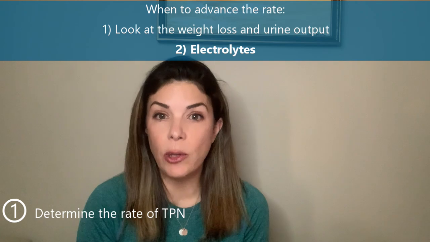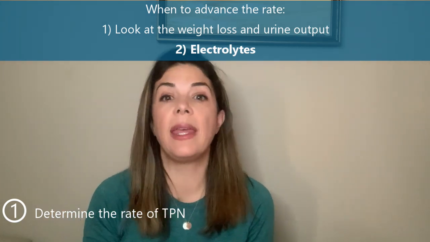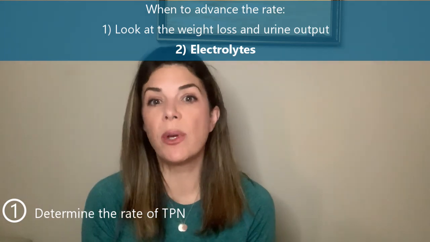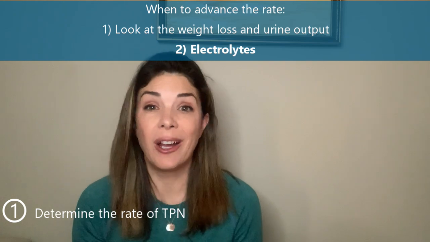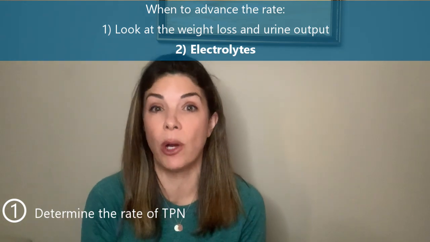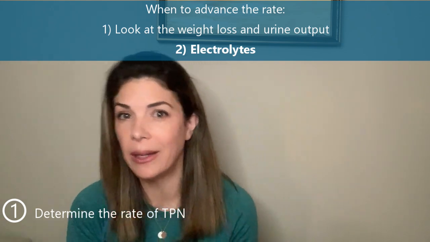The second thing that you need to look at when you're determining how to advance the rate is the electrolytes. Generally, when we're starting babies on TPN, we follow the electrolytes pretty closely because we can't really predict exactly what each baby is going to do. Go back and watch the first video for more reasons why that is.